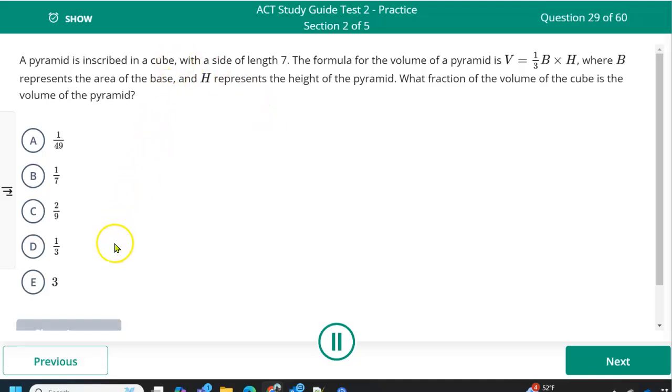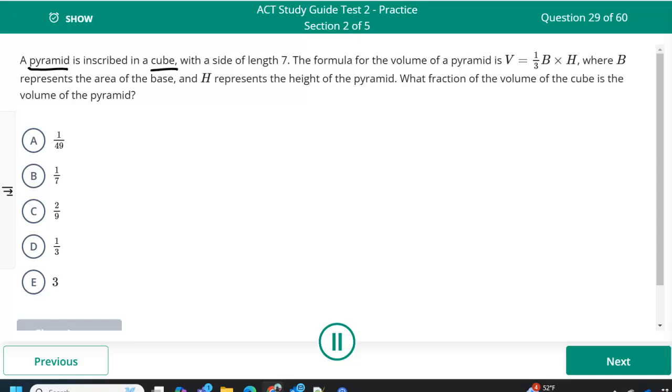A pyramid is inscribed in a cube, with a height, okay, hold on, let me make some notes here. A pyramid is inscribed inside a cube, all right? So we've got a pyramid, it's in a cube.